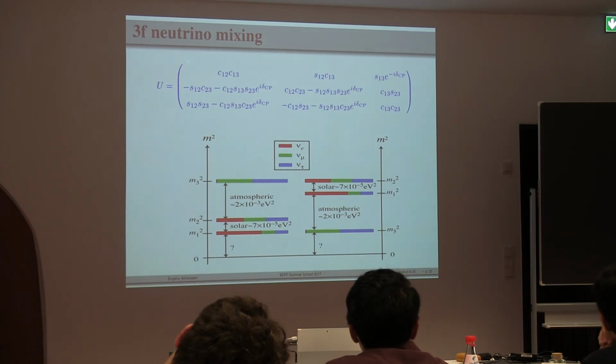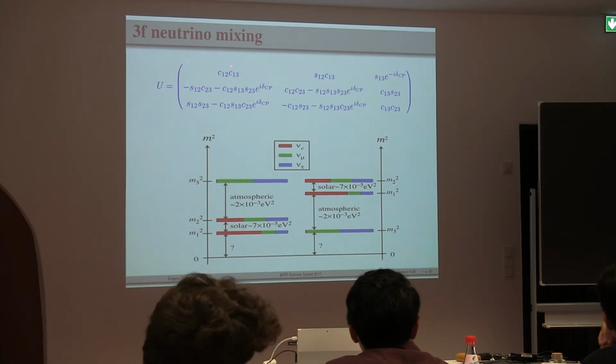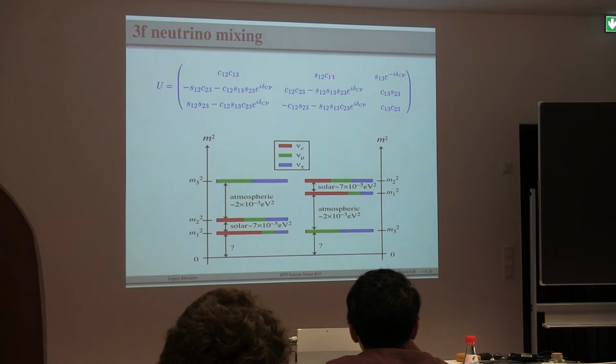The amplitudes of contribution of nu 1, nu 2, nu 3, for example, into the electron neutrino state. Each column gives us the contribution of the given flavor states into a given mass eigenstate. So this is the composition of the mass eigenstate nu 1, this is the composition of mass eigenstate nu 2, and this is nu 3.